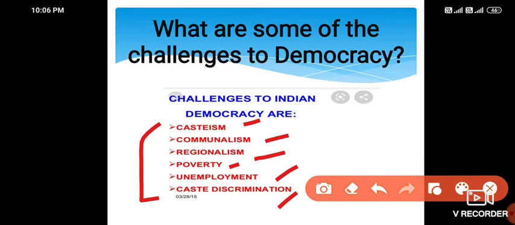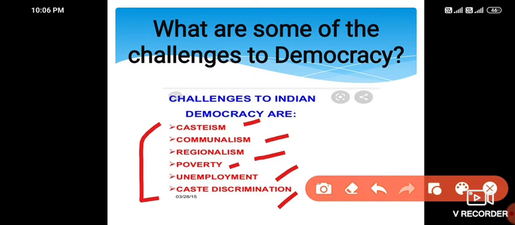And then another one is poverty. Not only illiteracy, but because of poverty, democracy also faces lots of challenges. Because poor people need day-to-day necessities: food, clothes, shelter. So in India, as you can see, still more than 25% are living below the poverty line, and because of that there is also another challenge for democracy.